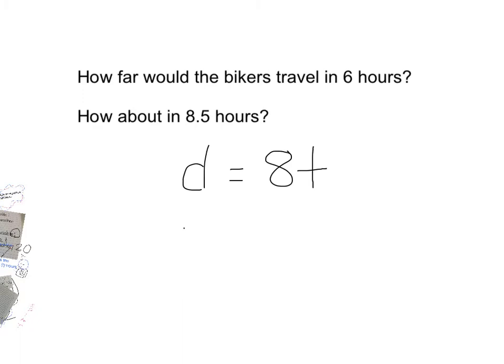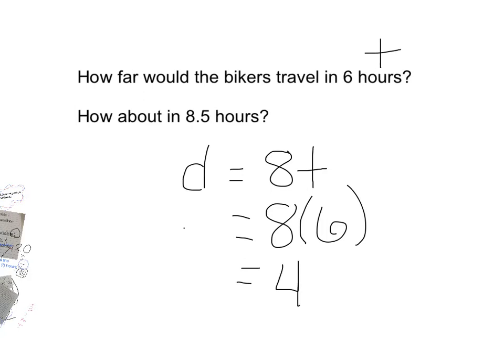Let's start with the first one. Let's start and see how far the bikers can travel in 6 hours. Well, hours would stand for time, which is going to be t. So just like we did earlier in the video, you're just going to say 8 times 6, and 8 times 6 is 48. Therefore, d equals 48 miles. The bikers can travel 48 miles after 6 hours.